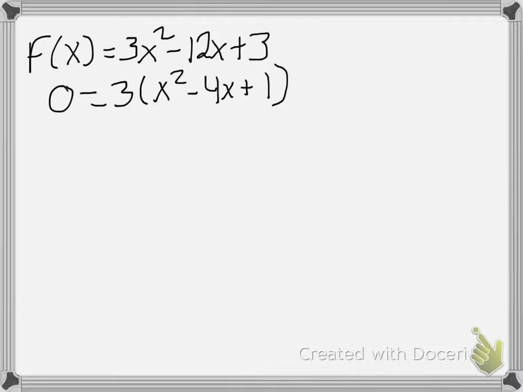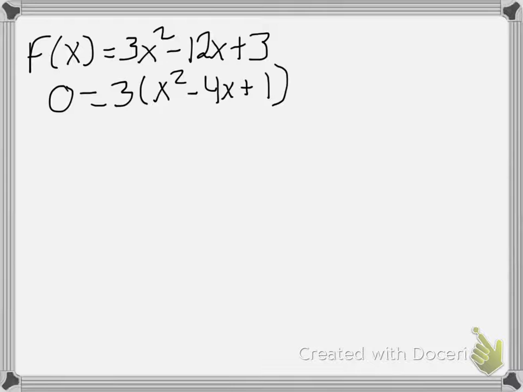Okay. Now, here's where a lot of you had some difficulty because you weren't quite sure what to do next. What you've got to realize is that you have something that you can try and factor, but you know this is not going to factor perfectly. There's nothing that you can multiply by 1 to get to 4. So you have to use your quadratic formula.